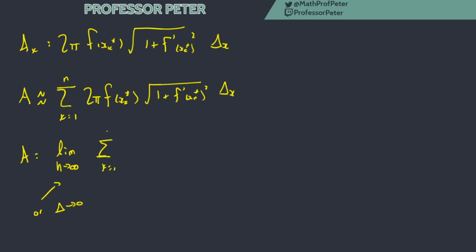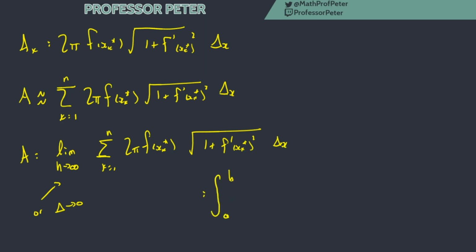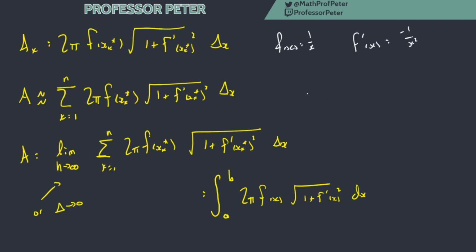And we've got k equals 1 up to n of 2 pi f of x sub k star, again, times the square root of 1 plus f prime x sub k star squared delta x. And by the definition of a definite integral, this turns into the integral from a to b of 2 pi f of x square root of 1 plus f prime of x squared dx. Now for us, that means that if our function was 1 over x, the derivative is negative 1 over x squared. And so for us, that means our area is going to be the integral from 1 to infinity.